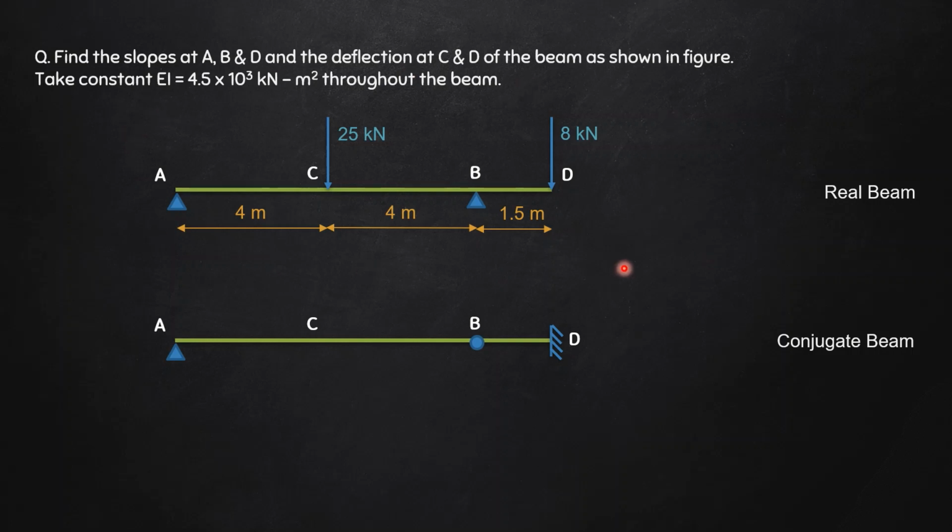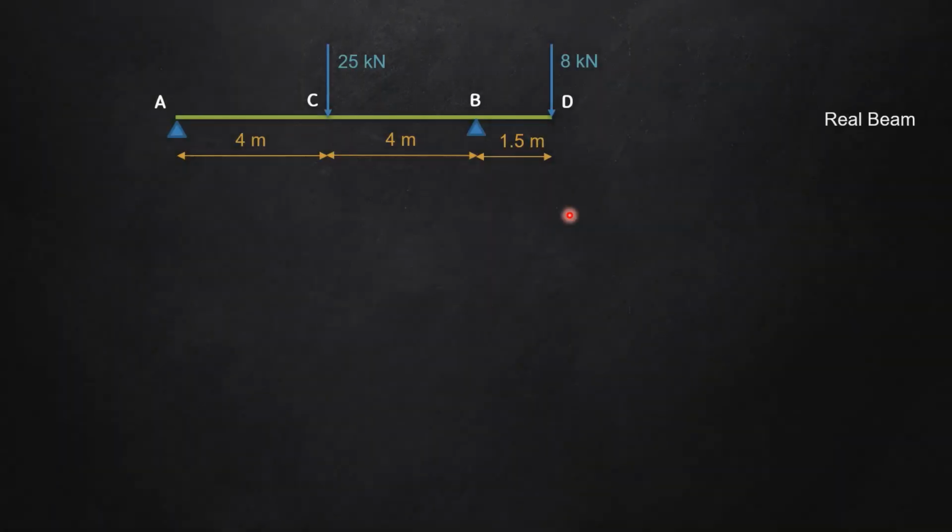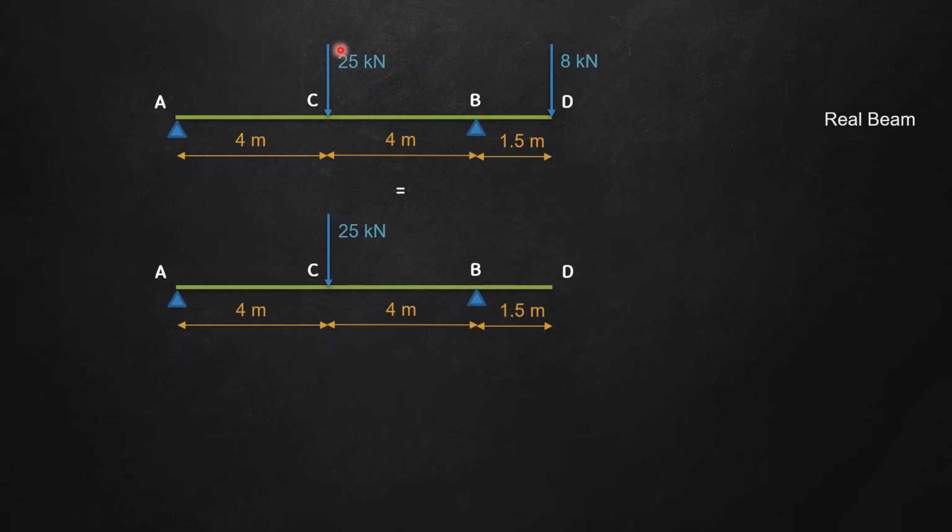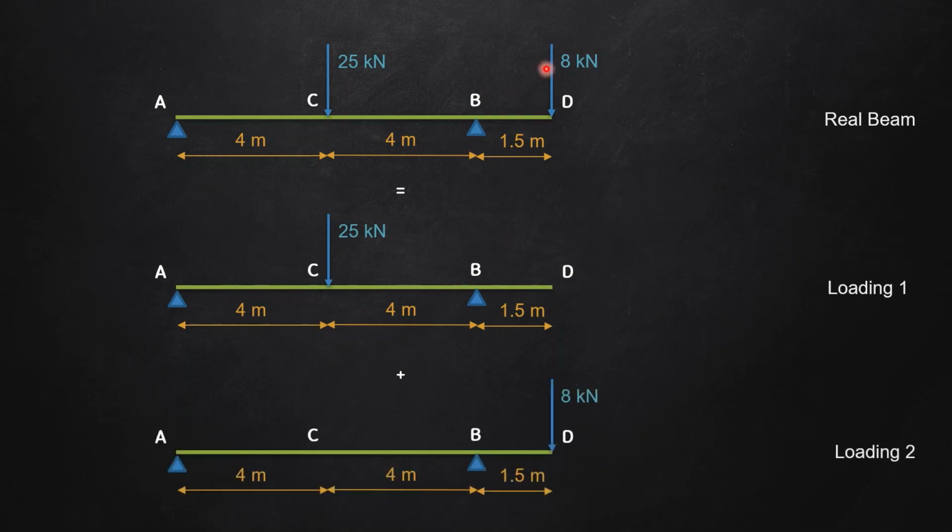Now we will have to move on to find out the M by EI diagram of the real beam having these two loads. For that, I am going to use the principle of superposition, wherein I am going to take one load at a time. That means this beam equals only this load, neglecting the other load, plus the same beam with only 8 kilonewton and neglecting this load. This I'll call loading 1 and this I'll call loading 2, and I will find out the M by EI diagram of these two loadings separately, and then I'll merge them.